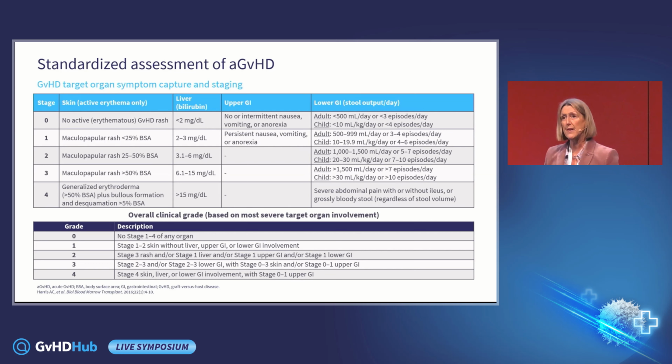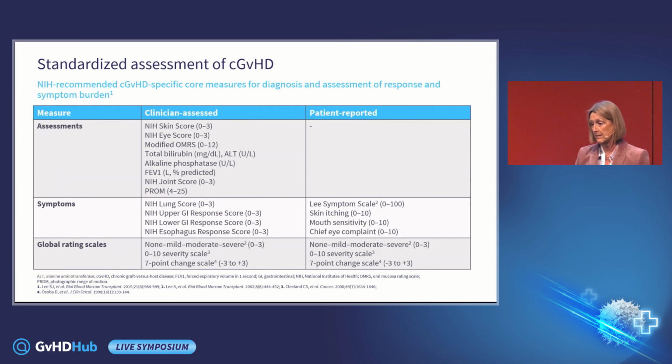The MAGIC tool looks very much like the modified Glucksberg criteria, but here we have, very usefully, upper GI symptom reporting, which plays a huge role in being able to stage and grade accurately.